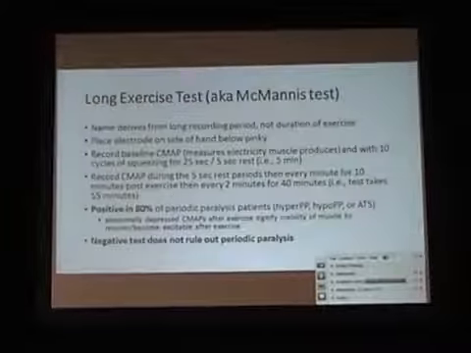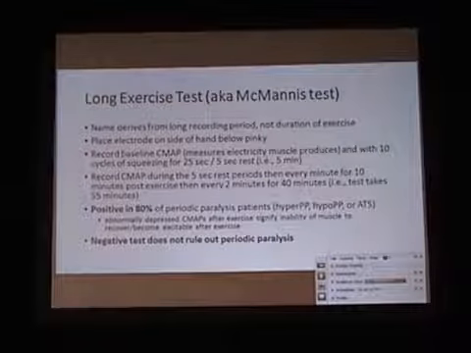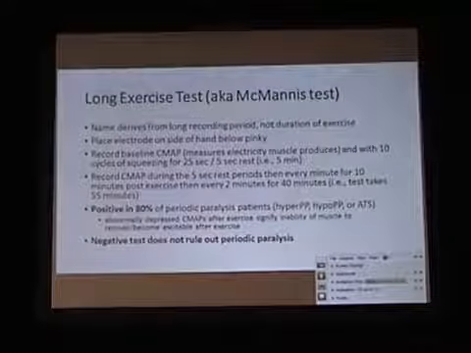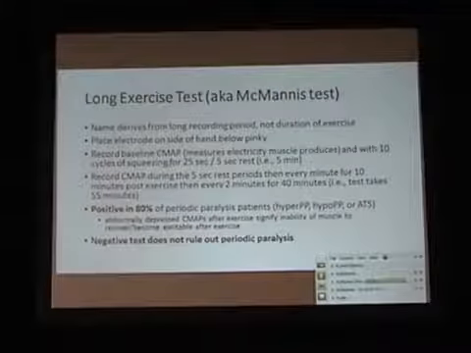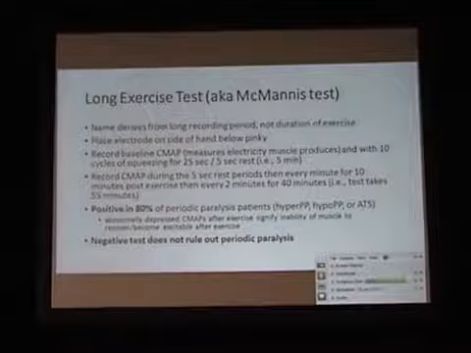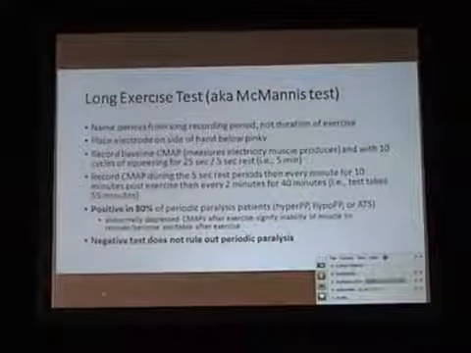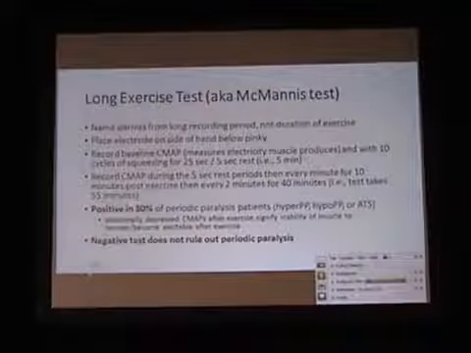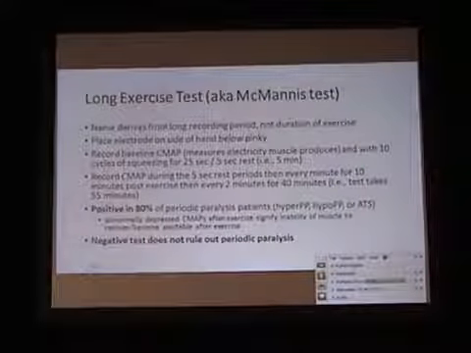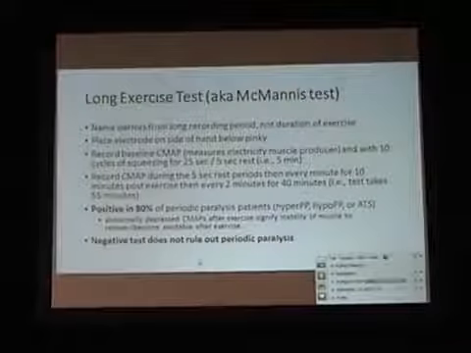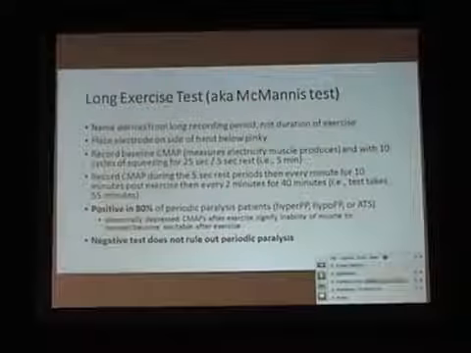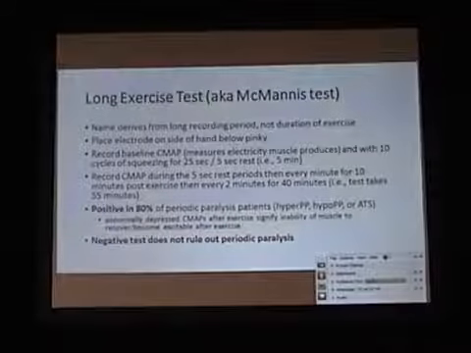There is this test called the long exercise test that was developed by a neurologist, Dr. McManus, who published it. Basically what you do is you put electrodes in the muscle, and you do some kind of exercise, and then you wait, and you record certain electrical activity, and there's a certain readout that's consistent with periodic paralysis, like 70% of the time. Again, positive test, very helpful. Negative test, you still may have it, so you have to move on to some other diagnostic thing.